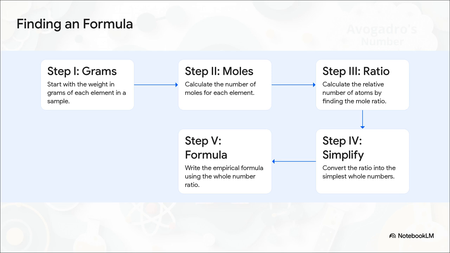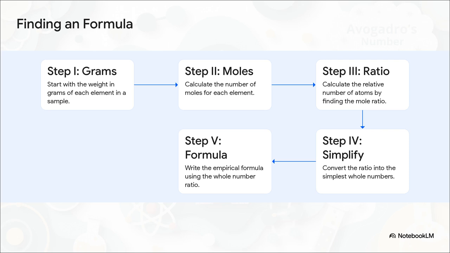Let's imagine we have a 1-gram chunk of some mystery iron sulfide compound. We analyze it and find out it's made of 0.465 grams of iron and 0.535 grams of sulfur. Okay, first step is always to convert those masses into moles. Now, that gives us a ratio, but the numbers look kind of messy. So for the next step, we do a little trick. We divide both of those mole amounts by whichever one is smaller. In this case, the 0.00833 moles of iron.